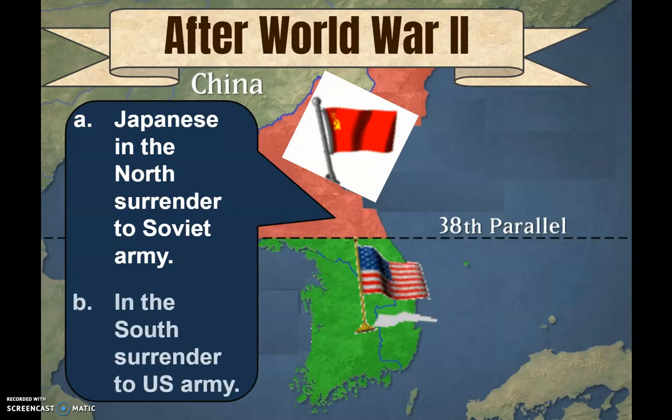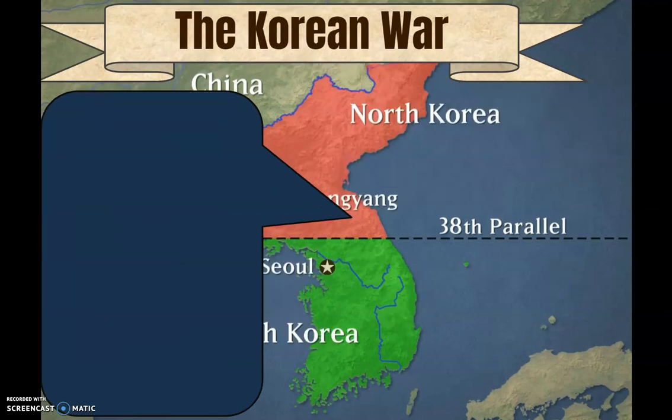What ends up happening is that the northern portion of Korea surrenders to the Soviet Union. The Soviets start to occupy and take that over. And in the southern portion of the Korean peninsula, those people surrender to the United States, and the United States occupies that area as well. So we have one peninsula, one country, divided in half. The division line we use is called the 38th parallel. That was an easy way to chop it in half and say, okay, north belongs to the Soviets, south belongs to the Americans.